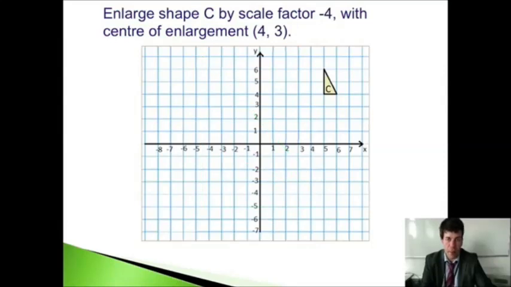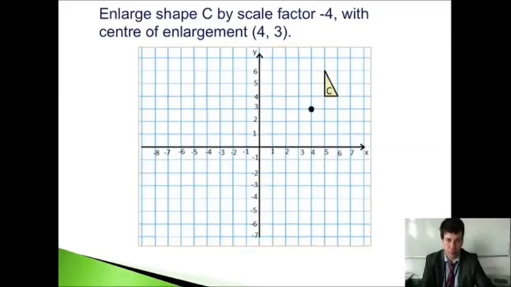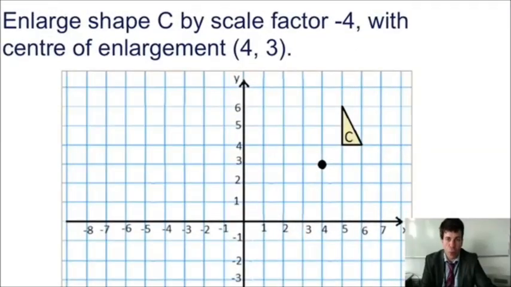Enlarge shape C by scale factor -4 with centre of enlargement (4, 3). The coordinate 4, 3 will be plotted onto the grid. That's the centre of enlargement. Now, like before, we have an integer or whole number scale factor. Not 2, this time it's 4. But if you spot, the scale factor is negative. So rather than having the image vertices 4 times as long in the same direction, they will be 4 times as long in the opposite direction.